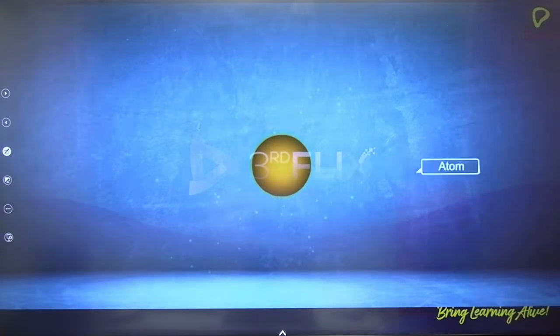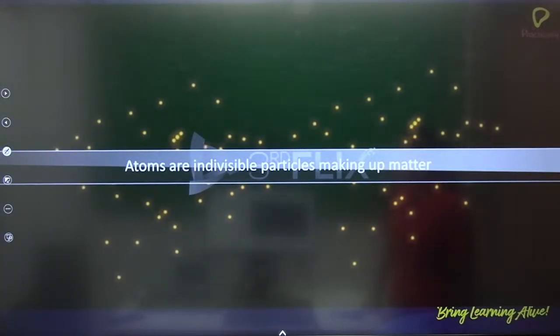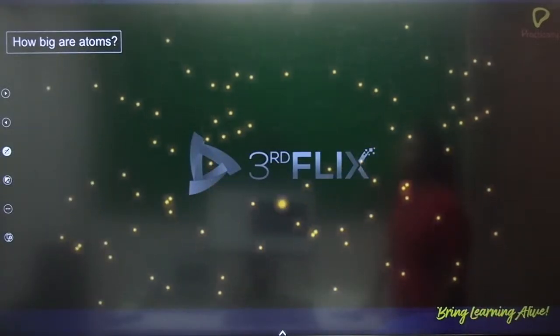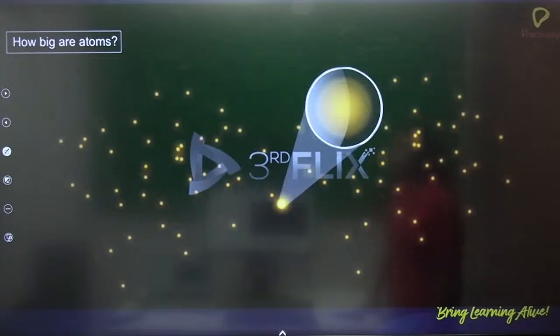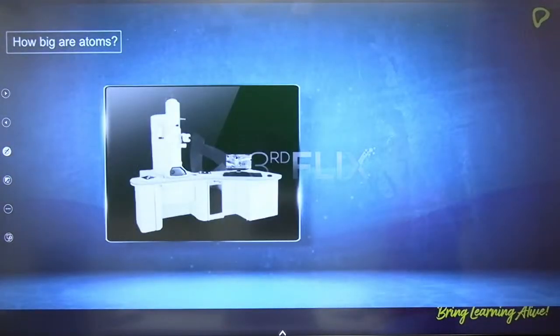If I talk about atoms, then atoms are indivisible particles making up matter. Whenever these particles combine together, they form matter. How big are atoms? Let's see. This is the atomic radius.